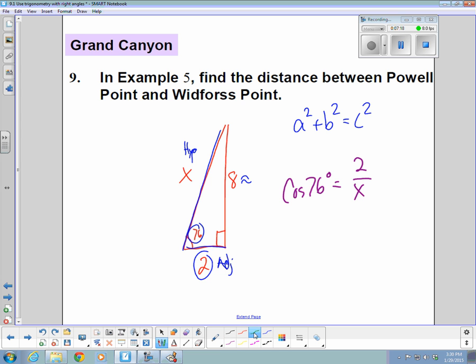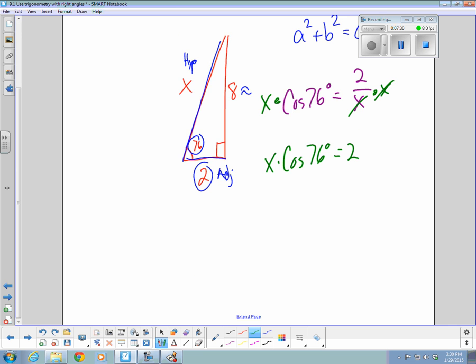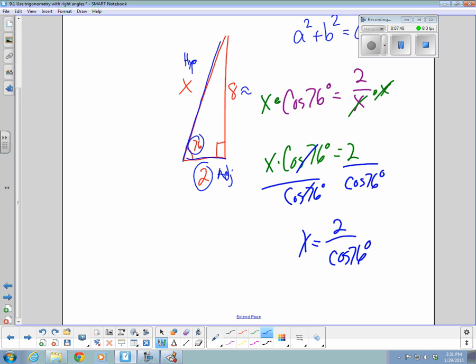To solve for this, it's very easy. You just multiply both sides by x, because I don't like that fraction. So those x's are gone. I get 2 is equal to x times cosine of 76 degrees. Then I'm simply going to divide by cosine of 76 degrees to get x by itself. I have to do it on both sides. These cancel. x equals 2 over cosine of 76 degrees. I probably just flew through that, but you have to remember I'm doing this by myself.